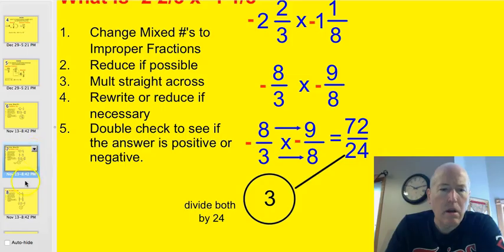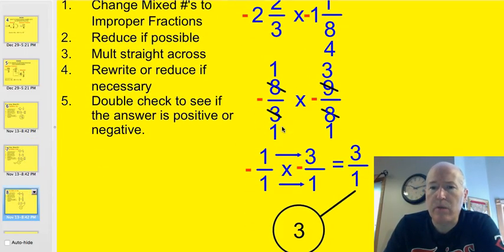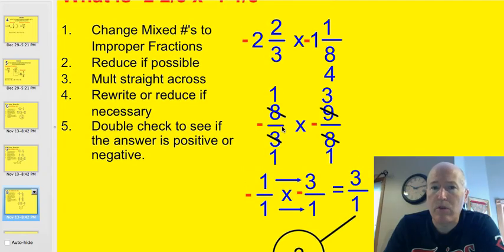Here's that same example where I cross reduce, and this is typically what I like to do because I like to work with smaller numbers. Here's the same problem I set up. Here's my negative 8 thirds. Here's my negative 9/8. I divided by 3 here and 3 here diagonally. I divided by 8 here and 8 here.